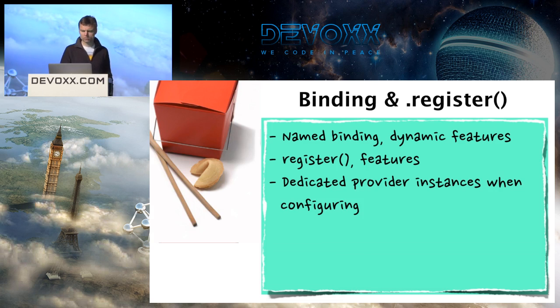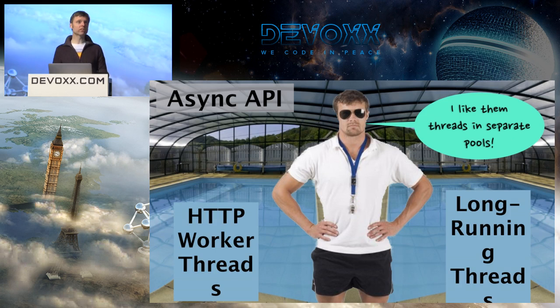Summing this up. So we have named binding on the server side, dynamic features on the server side. You got the register method on both sides to apply things to configurable elements. You get the difference between registering types and registering instances, and this brings us to the asynchronous API features. Any questions on the binding? No.